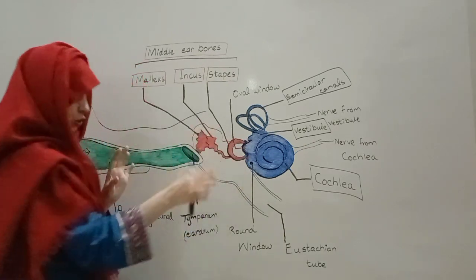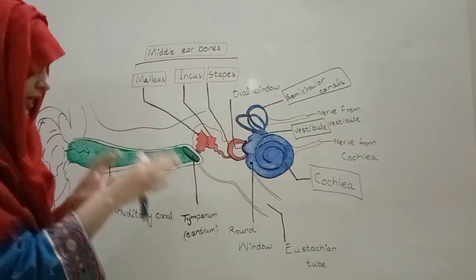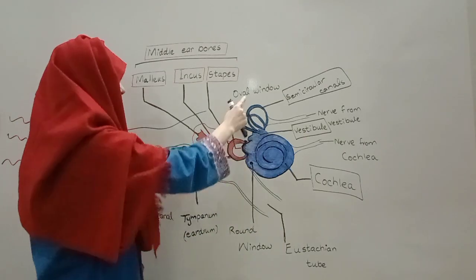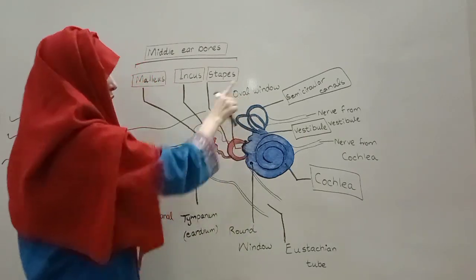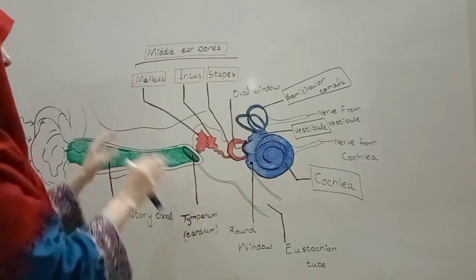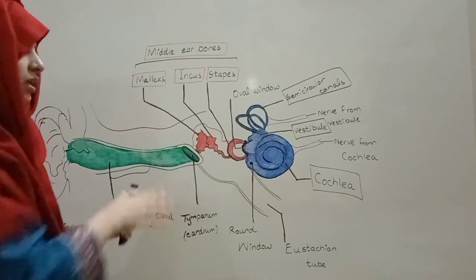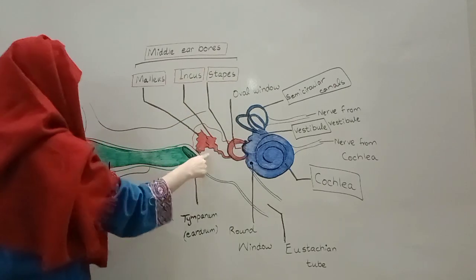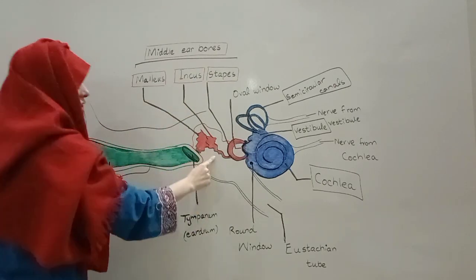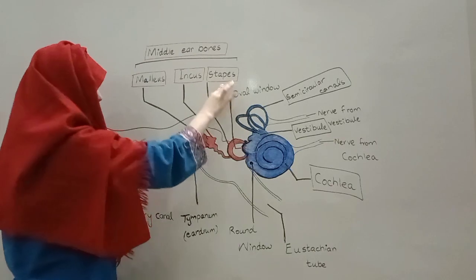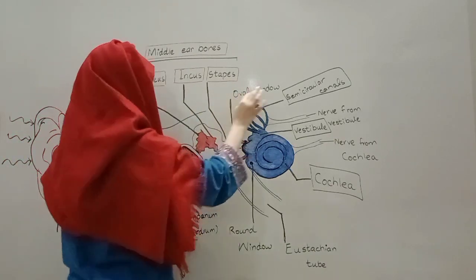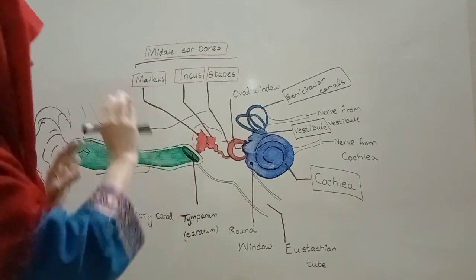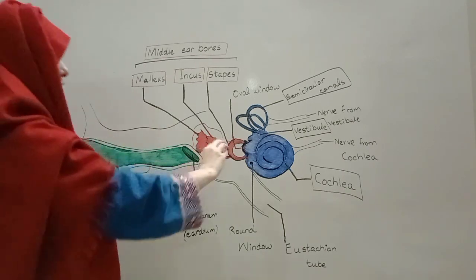The stapes is attached to a membrane called the oval window. That's all about the middle ear and the three bones: malleus, incus, stapes. The first one, the malleus, is attached to the eardrum. In the middle is the incus, and at the last is the stapes, which is attached to the membrane. These are the three movable bones present in a chain.